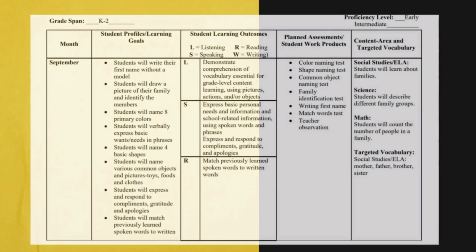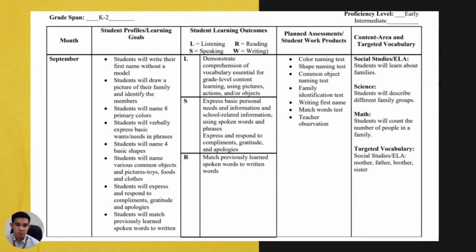Moreover, let's talk about the different samples of syllabus under the content-based syllabus. So this is one of the syllabi that I was able to cite online. Here is grade 5, maybe for learners at the grade 5 level. So we have here the student profiles and learning goals, stipulated on the left-hand side. We also have what is very important to be tapped, the student learning outcomes, which are specifically the 4 skills: listening, speaking, reading, and writing.